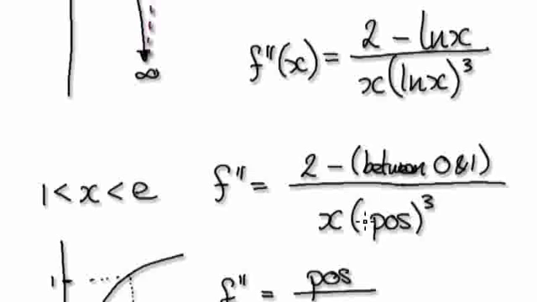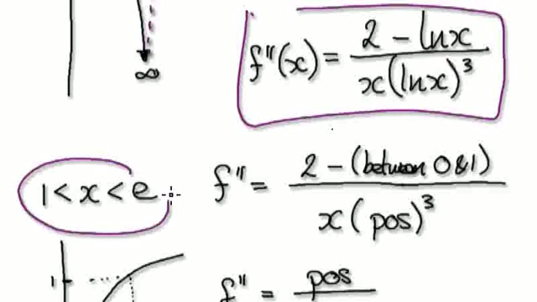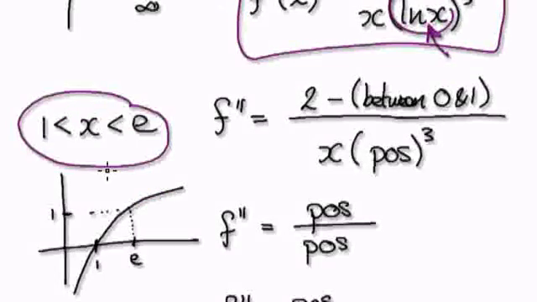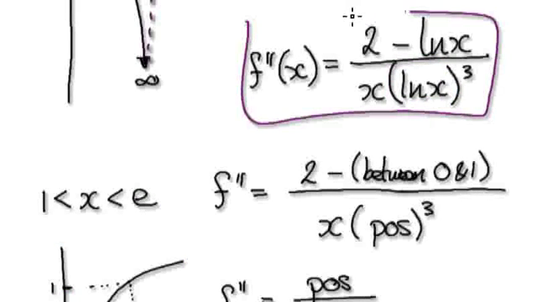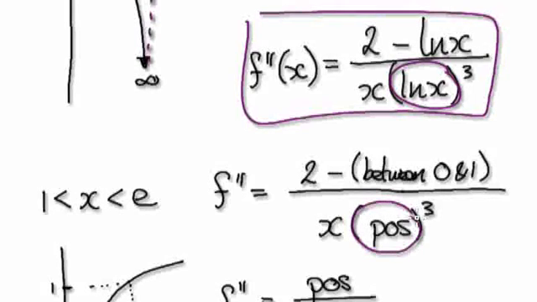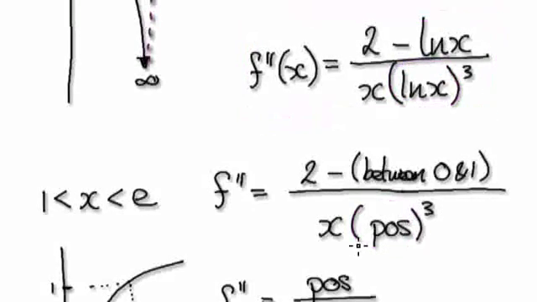Currently we are at f double prime. In this region, the natural log here will be between 0 and 1, because if you look at the graph in this region, this is the natural log. When you take the natural log of a number in between these two, it will give you a number between 0 and 1. A number between 0 and 1 is a positive number. So here you've got a positive number.